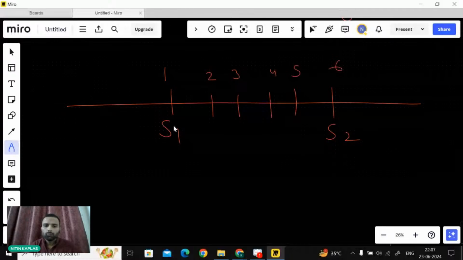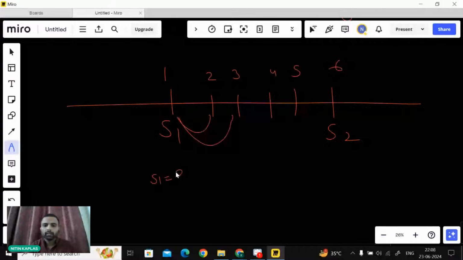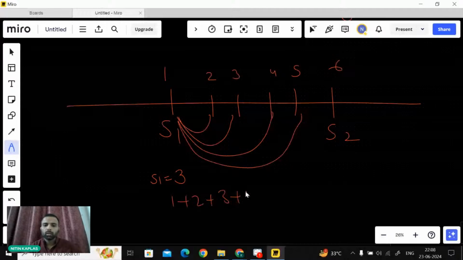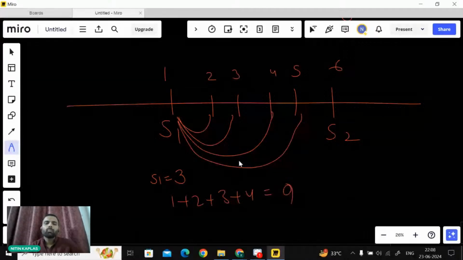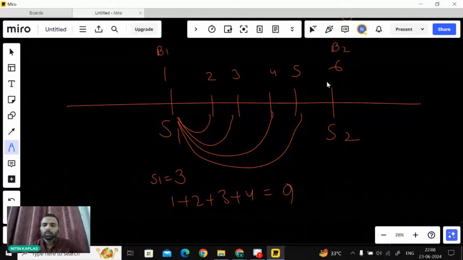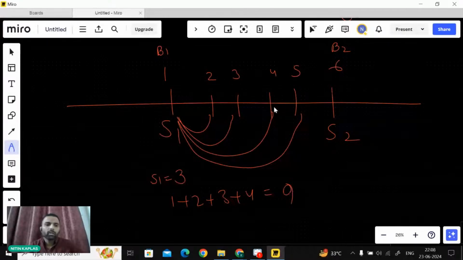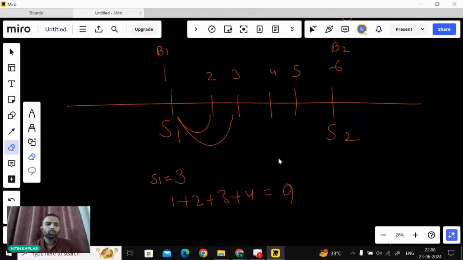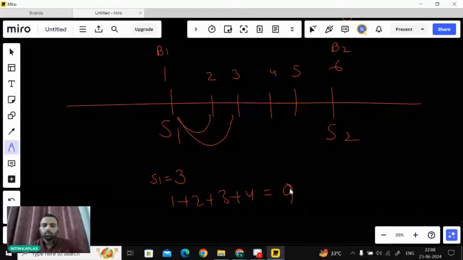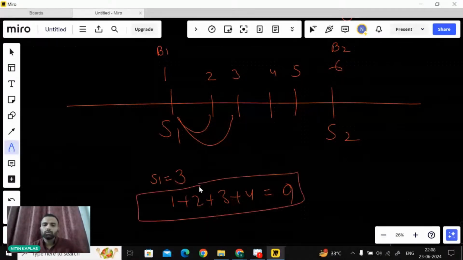1 plus 2, which is 3. If you buy this also and this also, what is your cost? 1 plus 2 plus 3 plus 4, which is 9, right? And you buy all these 4 plots. For example, this is you and this is your brother. If you eat all the candies, your brother will not take any candies. So if you eat all by your own, your cost will be 9.